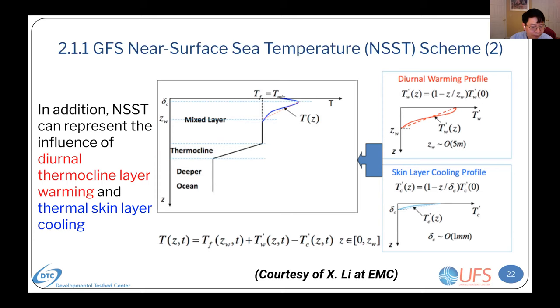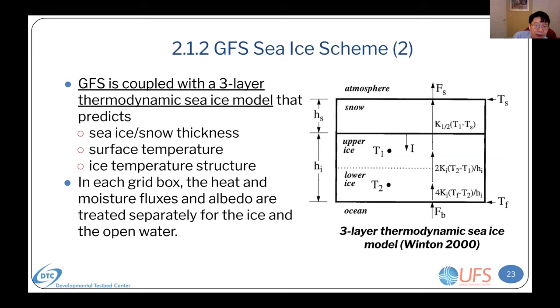Then the GFS CICE scheme, this is a three-layer thermodynamics model. It includes the upper layer snow, upper ice, and lower ice. So it's three layers. It can predict sea ice, snow thickness, surface temperature, and ice temperature structures. In each grid box, the heat and moisture flux and the albedo are treated separately for the ice and the open water. So this is a schematic of the surface sea ice scheme.